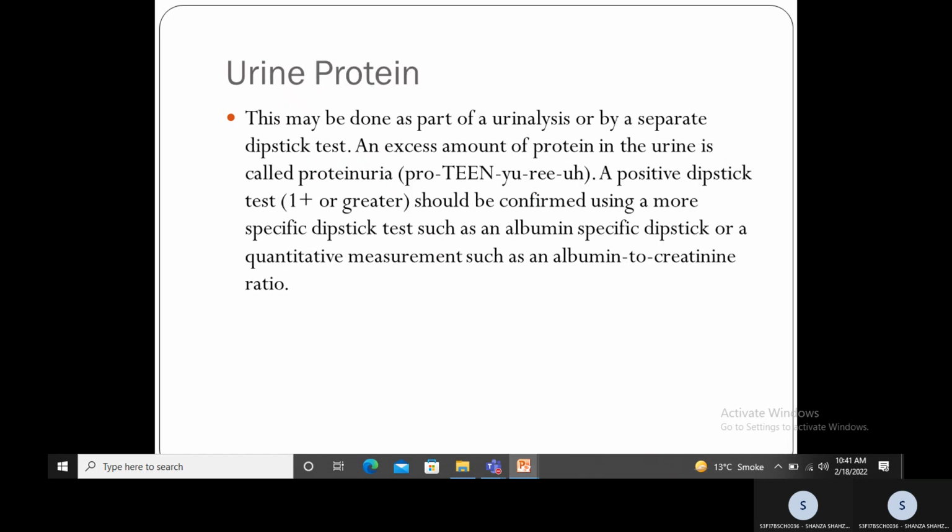Urine protein. This may be done as part of urine analysis by a separate dipstick. In this test, a separate dipstick is used, and an excess amount of protein in the urine is called proteinuria. A positive dipstick test should be confirmed using a more specific dipstick test, such as the albumin-specific dipstick, or a quantitative measure such as the albumin-to-creatinine ratio.